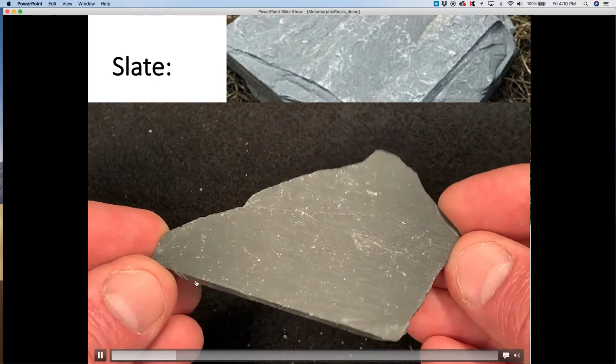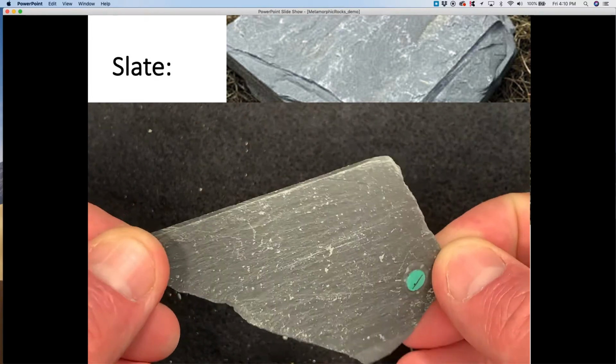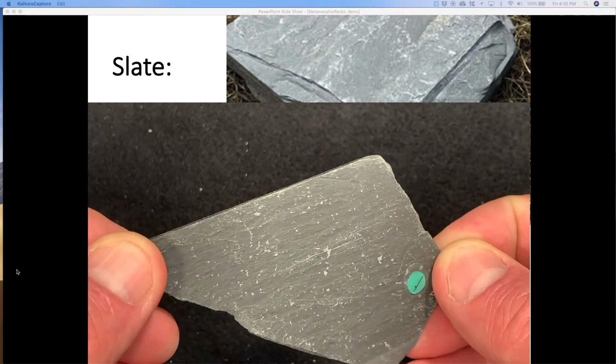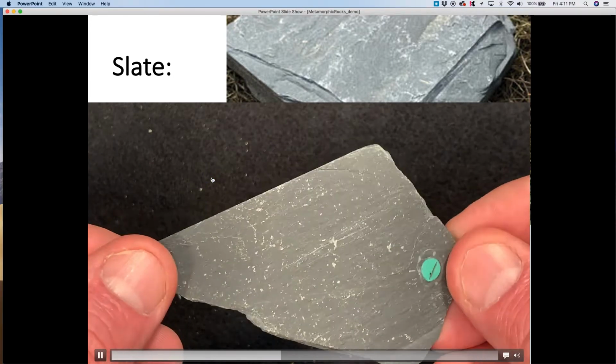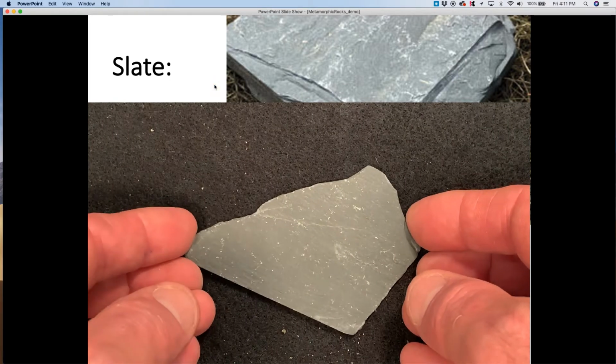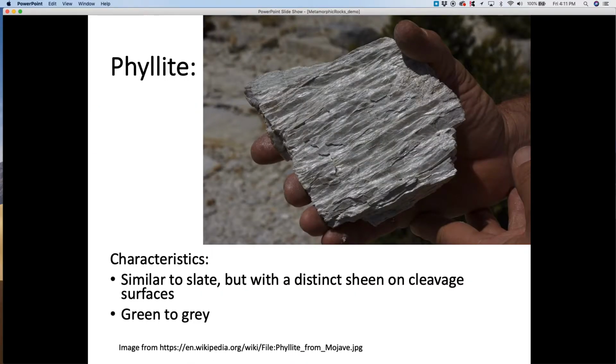So if you pick up a piece of shale and turn it, you see that it tends to split into very flat pieces. And you can look for this very subtle shine, just a hint of a shine on the surface. And just an overall kind of dull appearance.